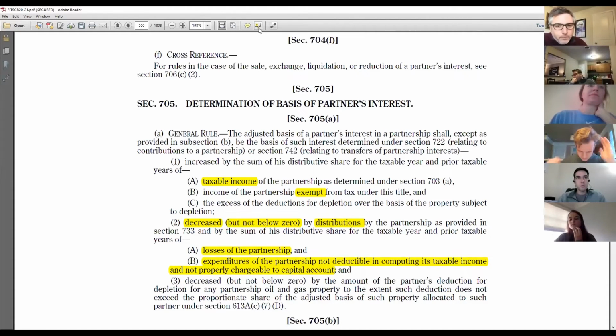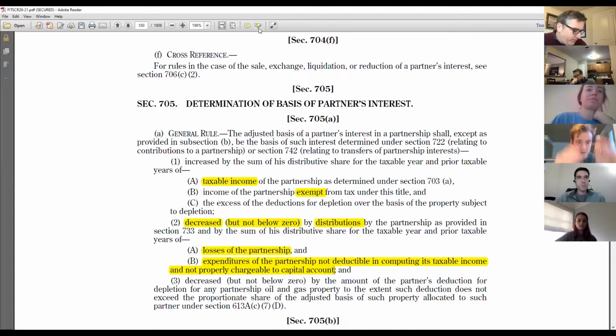And you might look at it and say, well, that seems pretty similar to capital accounts. There's a lot of overlap between capital accounts and outside basis. For example, both go up by your allocations of income, whether taxable or exempt, and they both go down by your share of losses and non-deductible expenses. That's true. But there are a few things that can make them different, and I'll identify them now.